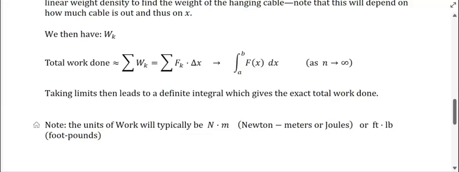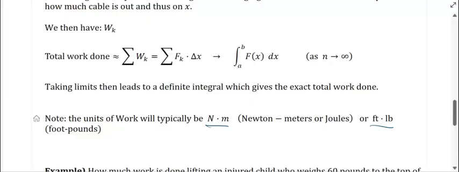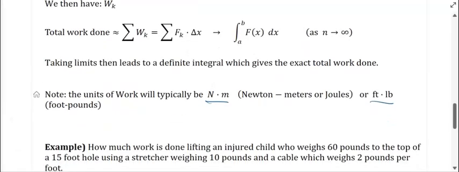The units of work that we're going to be seeing are either going to be, if we're in the metric system, Newton meters, which is what's called joules, or foot pounds if we're in the imperial system. Right, when we go through these setups, we'll just make sure that the units are working out correctly in the Riemann sum, and therefore it'll work out correctly in the limit in the end.